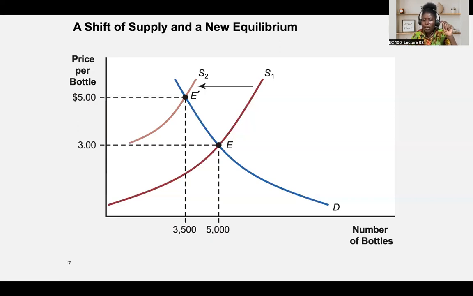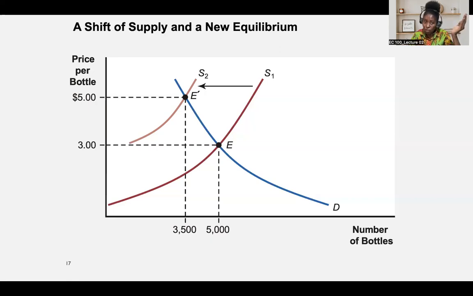So what can we say about this change? In this change, the shift of supply is towards the left. That means there's a fall in quantity supplied. So the shift is backward, or leftward.